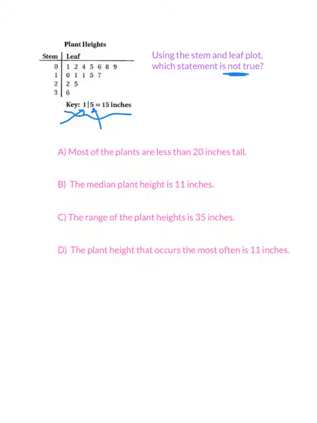Letter A says most of the plants are less than 20 inches tall. So if here's my 2, I don't have 20 on there, but I definitely have most of my plants either in the single digits or the tens digits. So they range anywhere from 1 inch up to 17. So I'm going to say that's true. That definitely looks like most of the values occur below 20.